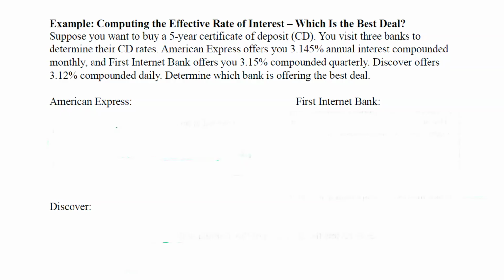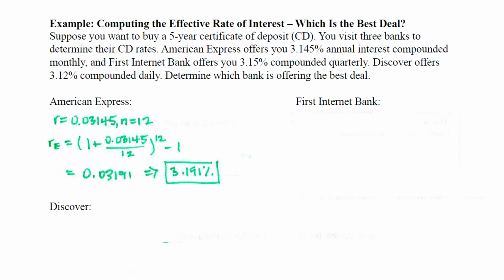So let's first do American Express. So American Express has an interest rate of 3.145%, and it's compounded monthly. So our N here is 12. So we would use the first formula where it's compounding N times per year. So we will plug in R, we'll plug in N, and then we will find our answer to determine what this bank is offering. And it's offering a percent amount of 3.191% return on our investment.